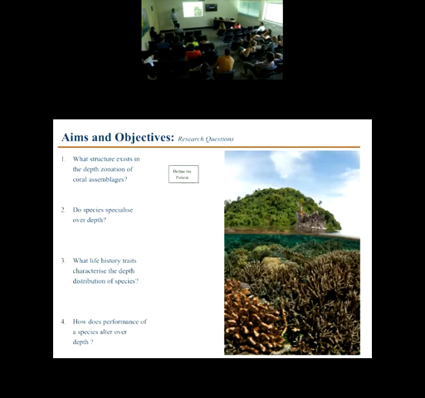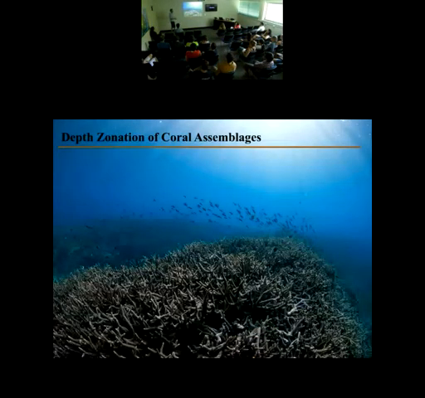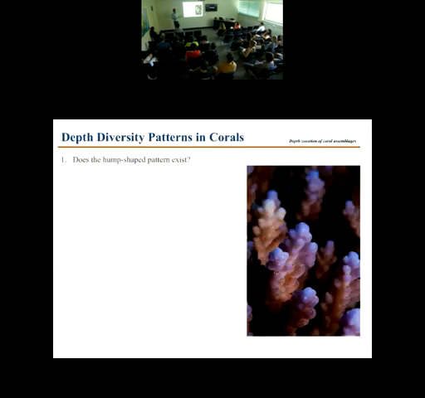So I'm going to start by defining the pattern, move down to the next level, which is looking at the specialisation extent, then the traits which are characteristic of these extents, and finally the population performance and how they use this niche. We'll start with the depth zonation of coral assemblages and the diversity pattern that we see. I want to ask, does this hump-shaped pattern actually exist? I'm going to do this by describing the changes in diversity with depth using a consistent sampling methodology. I'm also going to use a couple of different types of data analysis to try and tease apart where these different results are coming from.